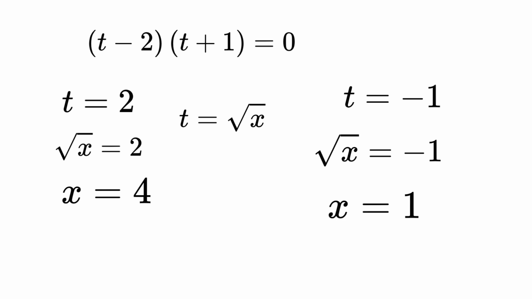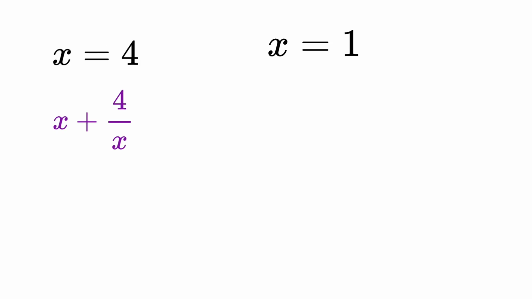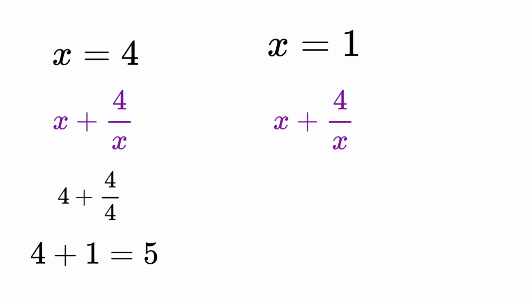So we have got the two x values, that is x is equal to 4 and x is equal to 1, and substitute in the expression x plus 4 by x. First substitute x is equal to 4. 4 plus 4 by 4, that is equal to 4 plus 1 is equal to 5. Now substitute x is equal to 1, then we get 1 plus 4 by 1 is equal to 1 plus 4 is equal to 5. In both the values we're getting the answer as 5, so x plus 4 by x is equal to 5.